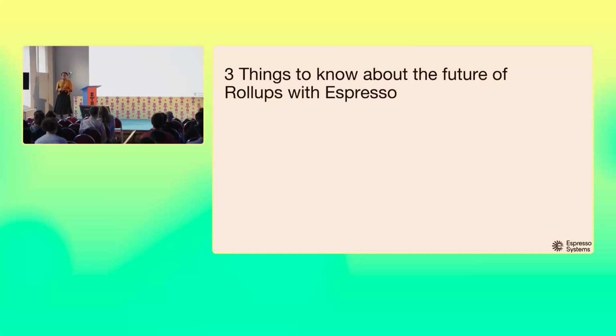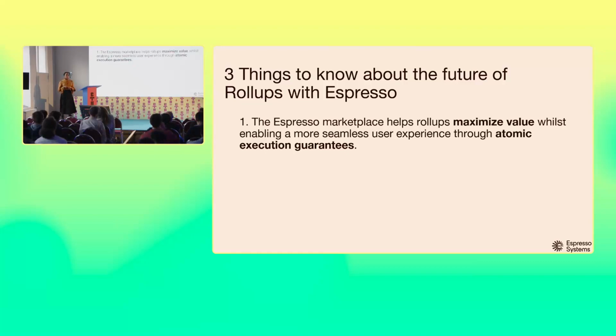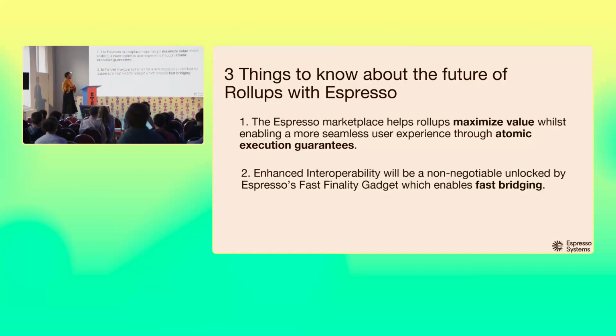So 3 things I want you to know about the future of Rollups using Espresso. The Espresso marketplace will help Rollups not only maximize value, but improve user experience because they will now be able to attain things like atomic inclusion and atomic execution. Now this enhanced interoperability will become a non-negotiable. As users, we will get used to this concept, and we will have better bridging and faster bridging using the Espresso fast finality gadget.